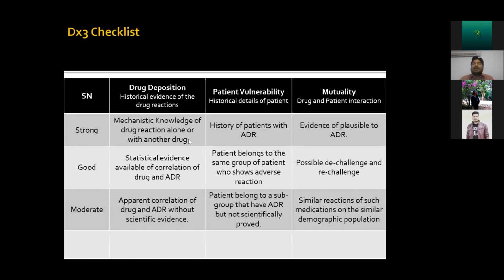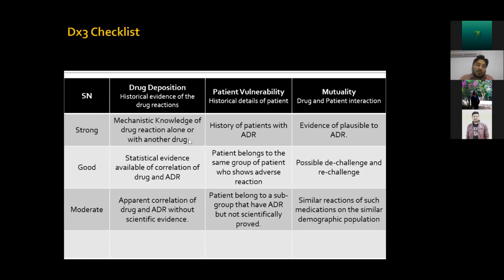While coming towards the patient's vulnerability, the historical details of the patient: if you found a drug reaction and the drug where the patient has a history of showing this adverse drug reaction whenever this drug is given, it means that it has a strong association.